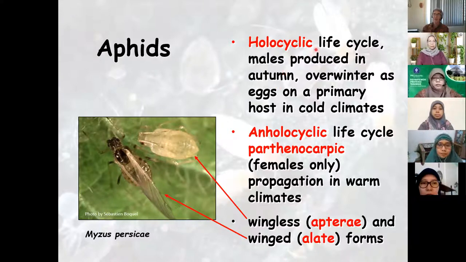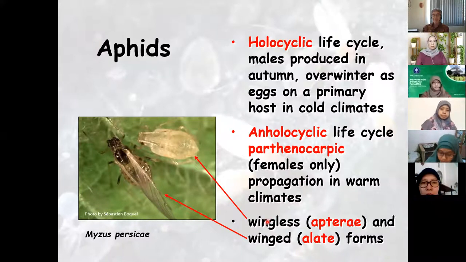That's called the holocyclic life cycle. But in tropical warm climates, subtropics and tropics, this doesn't happen. The life cycle is anholocyclic, which means they don't go through an egg phase, and the aphids are parthenogenetic. That means the population is totally female and they lay live young, no eggs. This is the common situation in Australia and Indonesia.